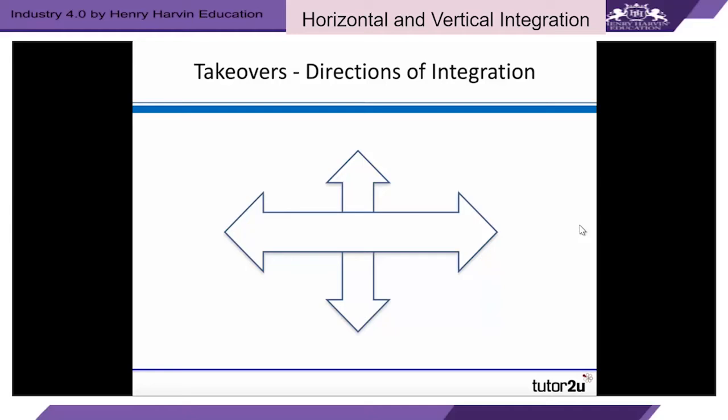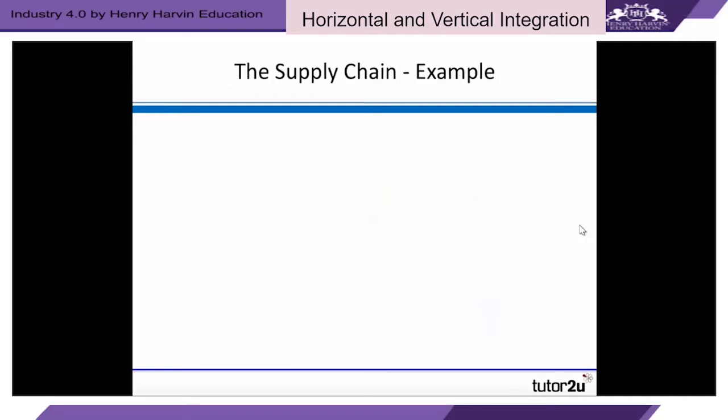In terms of the direction of integration as a result of these external growth strategies, the first thing to remember is that there is a possibility of going in a vertical direction, either forward integration or backward integration, and the alternative is to go from side to side, what's known as horizontal integration. To understand the nature of these terms, the important thing is to reflect on what happens in what's known as the supply chain in a business. Let's look at a simple example of a supply chain. This will help us explain these concepts of integration.